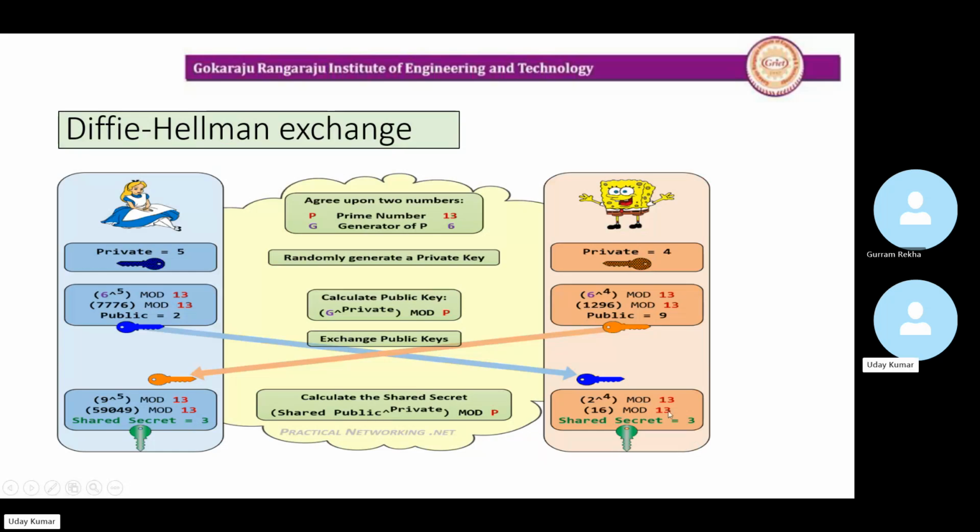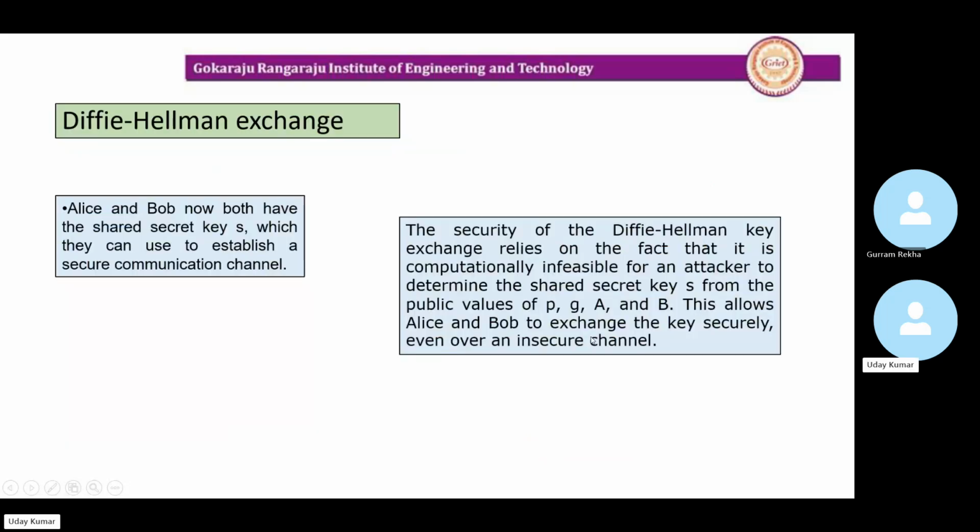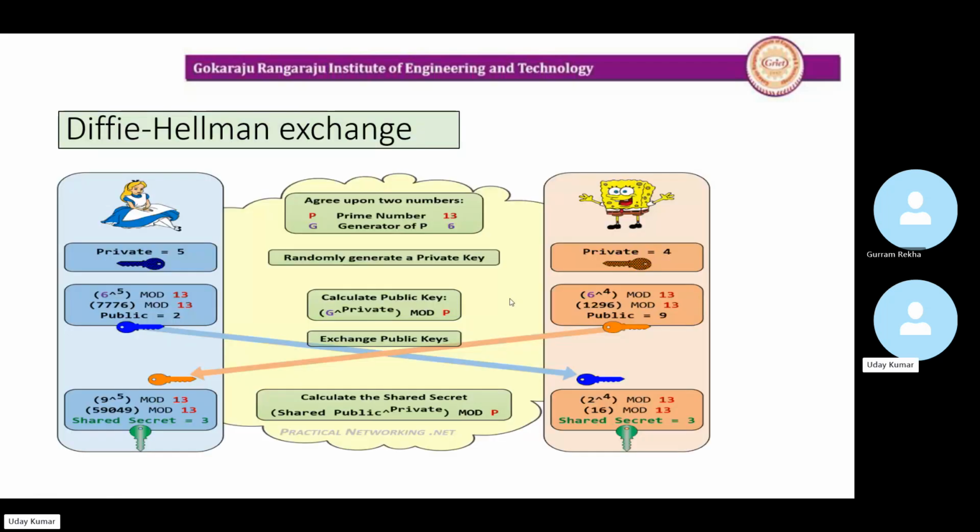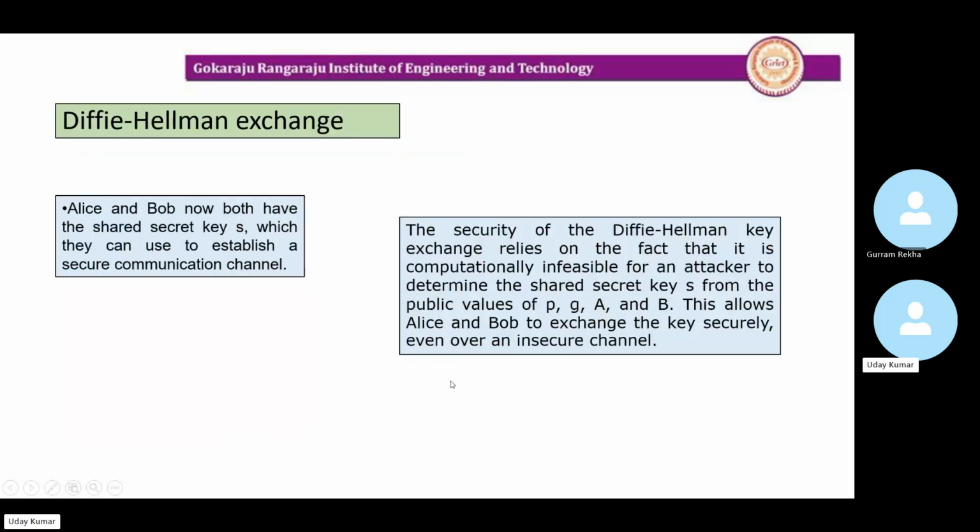So the point is, since the color mixing, the exchange, and how the secret key is derived are different on each side, the hacker cannot get back to the original state, right? So Alice and Bob now have the shared secret key, which they can use to establish a secure communication channel.